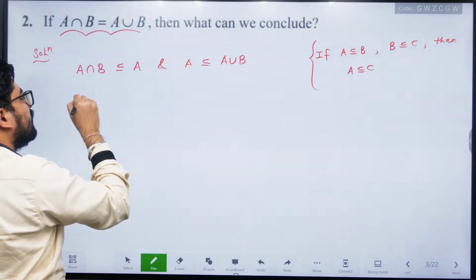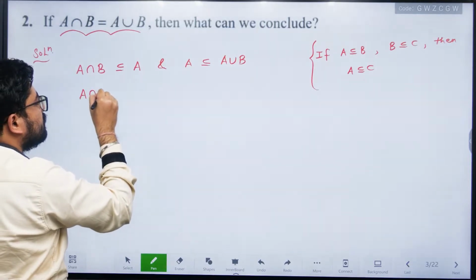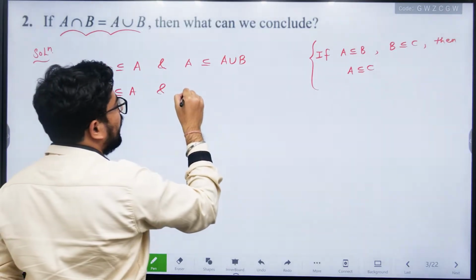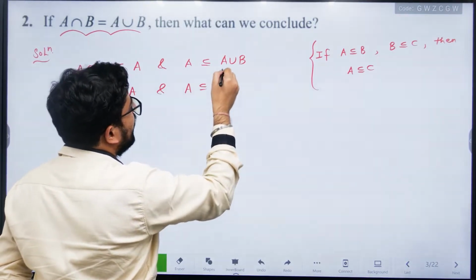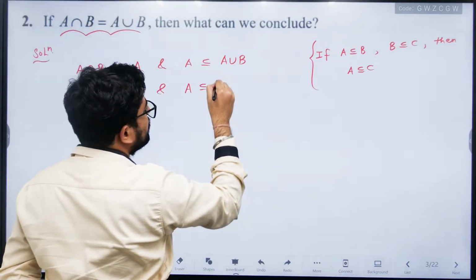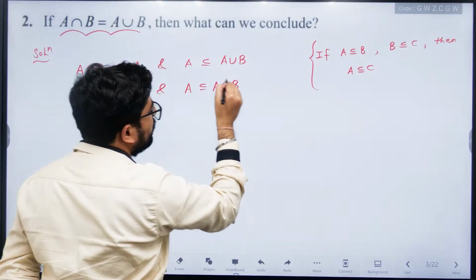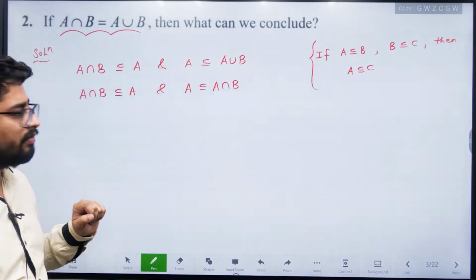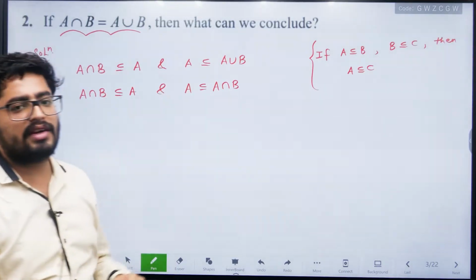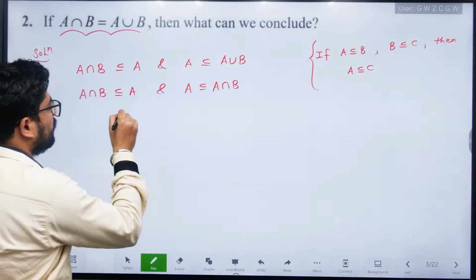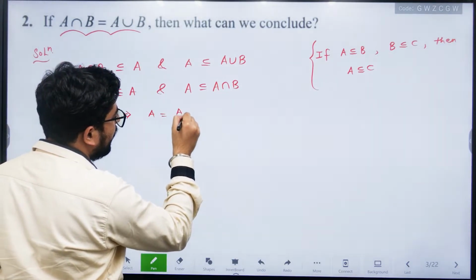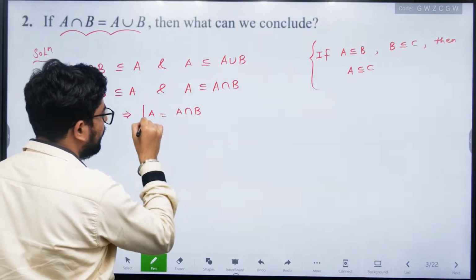So we can say A intersection B is a subset of A, and A is a subset of A union B, and this is equal to A intersection B. So we can say A intersection B is a subset of A, and A is a subset of A intersection B. It means A is equal to A intersection B.